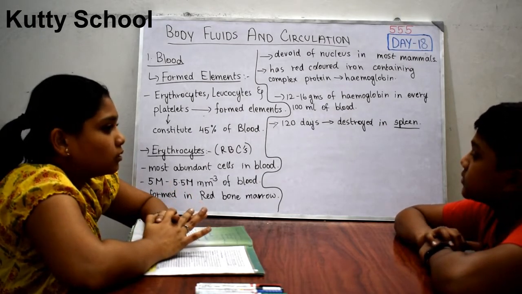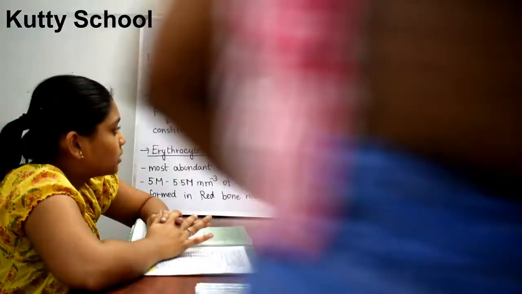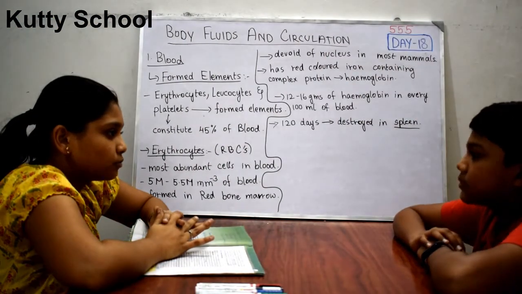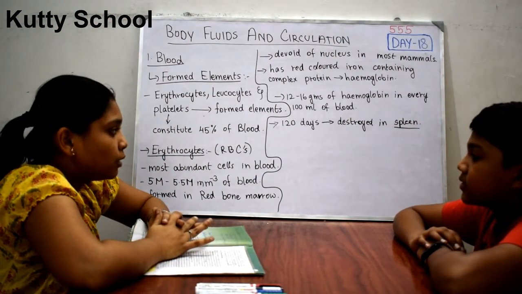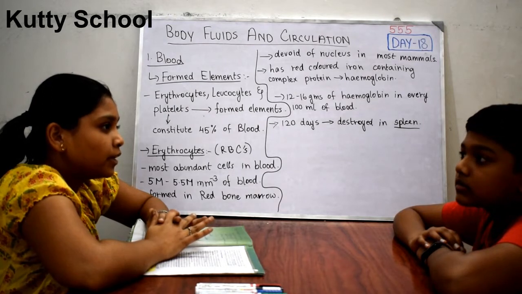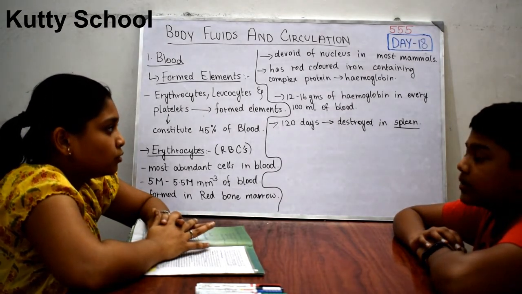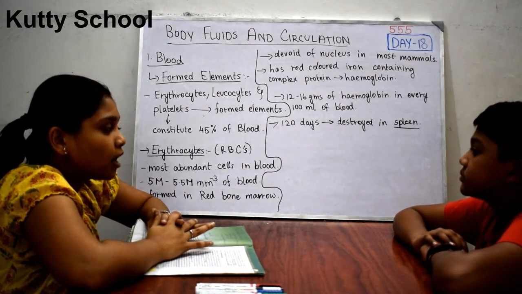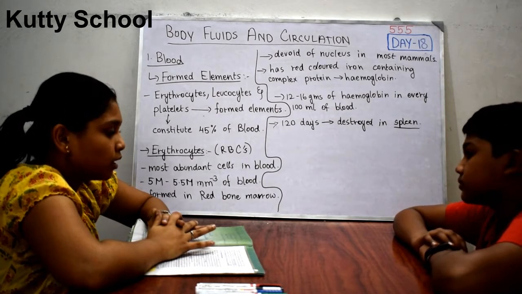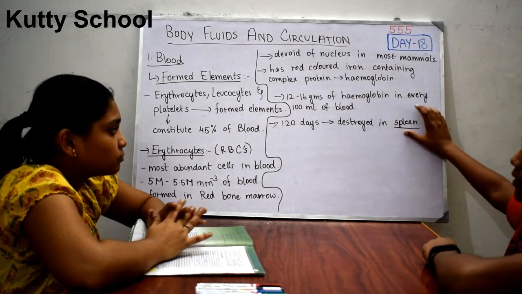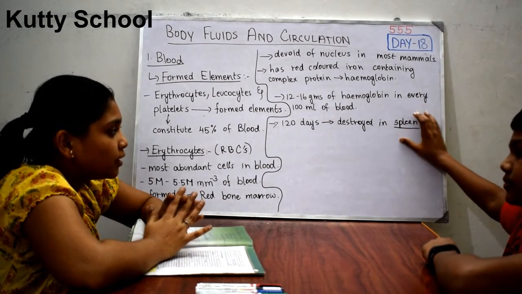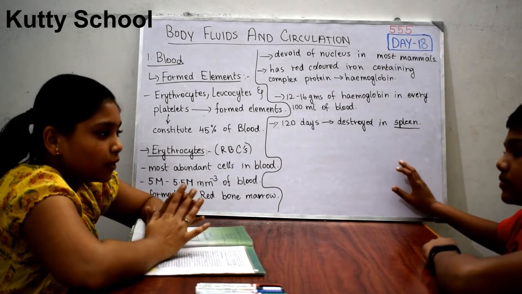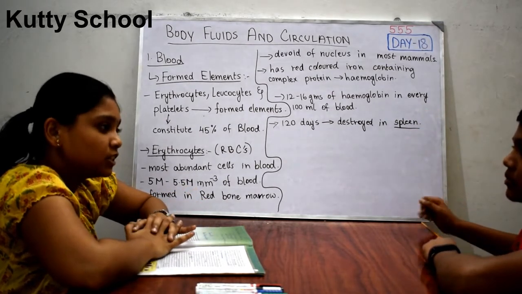The lifespan of these RBCs is 120 days. After 120 days these RBCs will be destroyed in the spleen. So the spleen is also known as the graveyard of red blood cells. Where is the spleen located? The spleen is a lymphoid organ, located in specific regions.